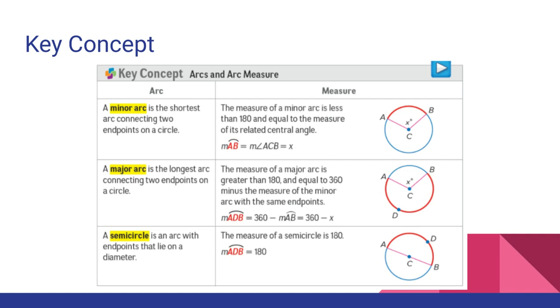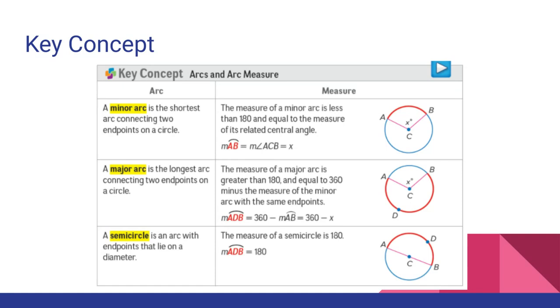A major arc is the longest arc connecting 2 endpoints on a circle. Your major arc is greater than 180 degrees and equal to 360 minus the measure of the minor arc with the same endpoints. So our major arc right here, you would start at A, and we're traveling all the way to B. Usually with major arcs, we have to use 3 different variables to name them. So going in order, I would say A, D, B is this major arc. And we have our arc symbol right there as well.